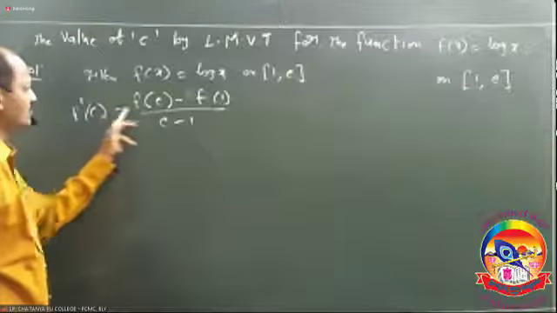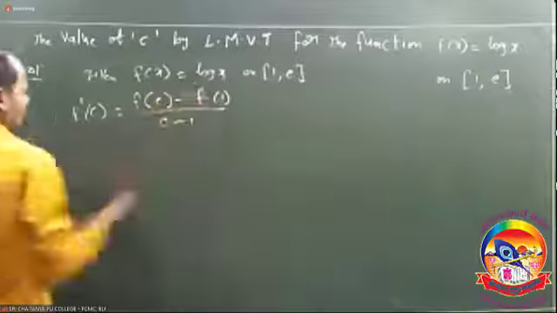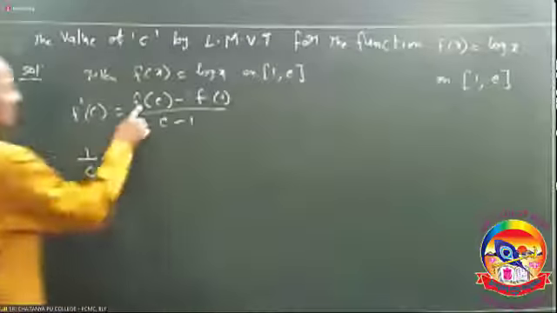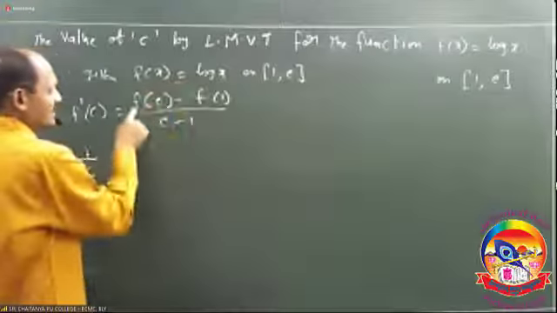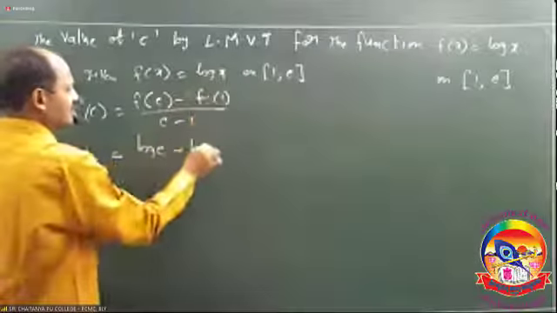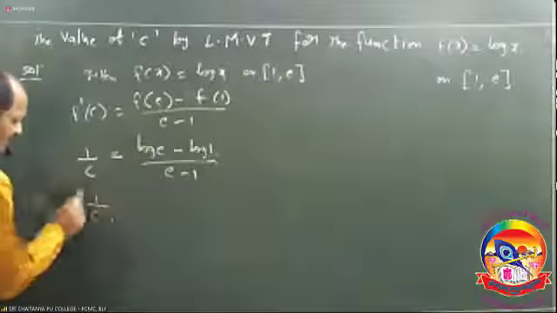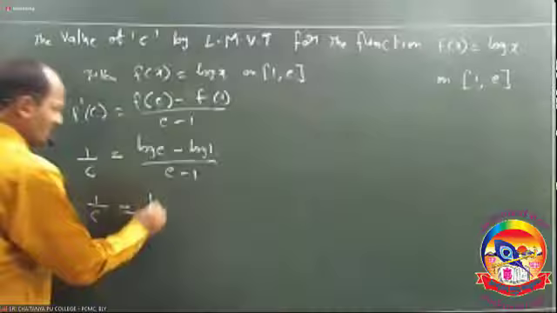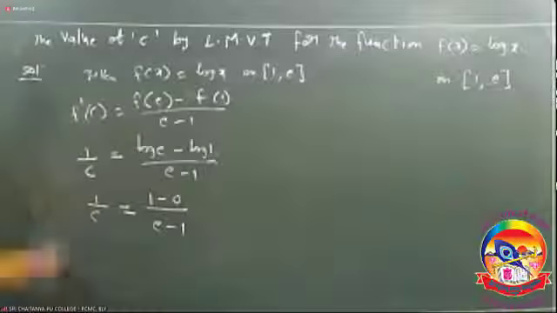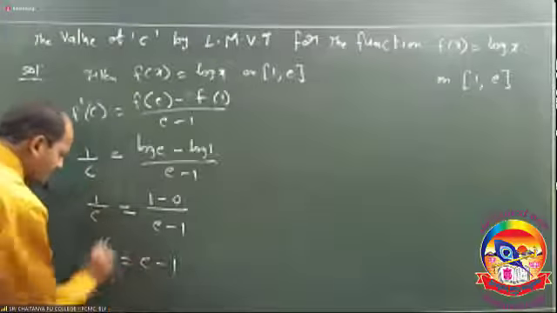f dash of c is equal to f of b minus f of a divided by b minus a, with b value e. The derivative of log x is 1 by x. So f dash of c, 1 by c, is equal to f of e, that is log e, minus f of 1, that is log 1, divided by e minus 1. Log e value is 1 and log 1 is 0, divided by e minus 1. So 1 by c is equal to 1 divided by e minus 1. So clearly the c value is e minus 1.